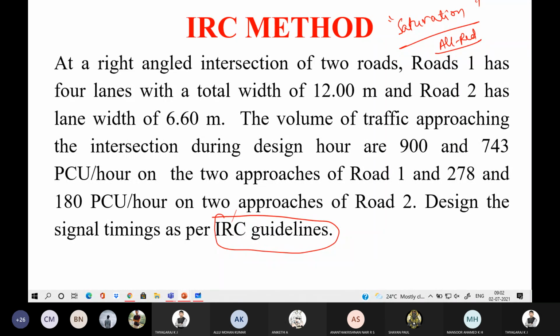So kindly note down. Kindly tell me when it is completed so that we can go for the solution part.